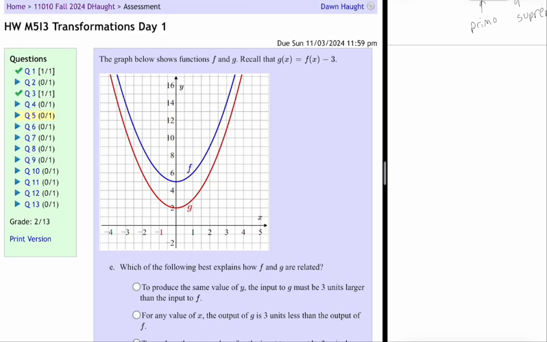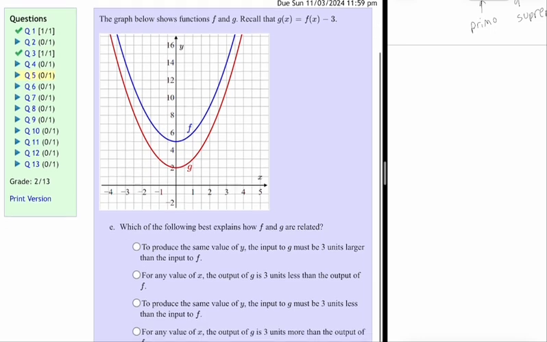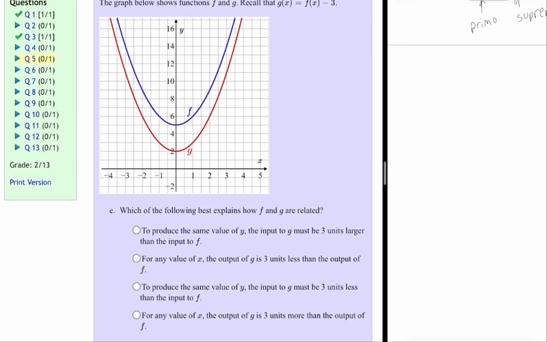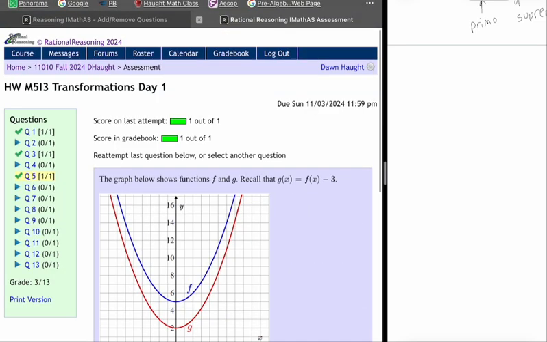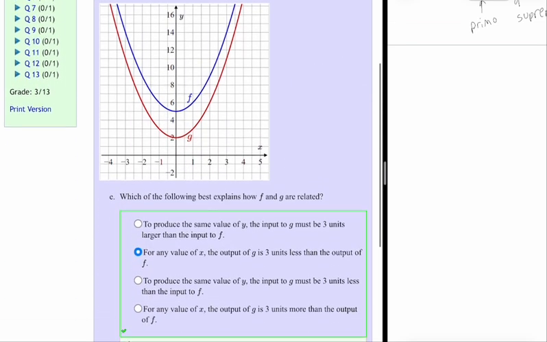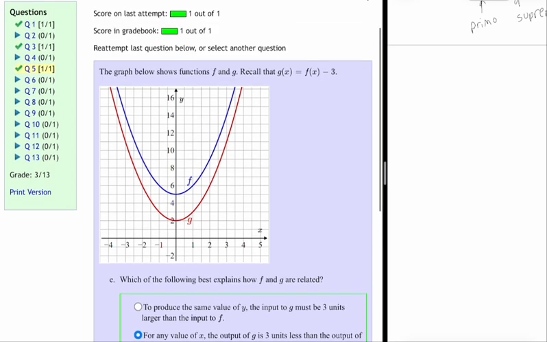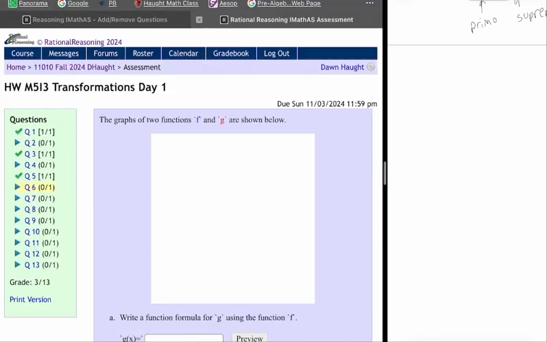It says, recall that g of x is f of x minus 3. How are they related? For any value of x, the output of g is 3 units less than the output of f. And we already did that one before, so that should be pretty straightforward. Question 6, let's see what that looks like.